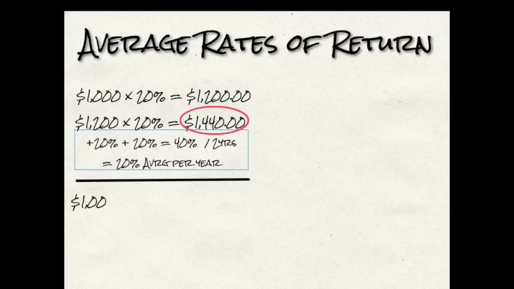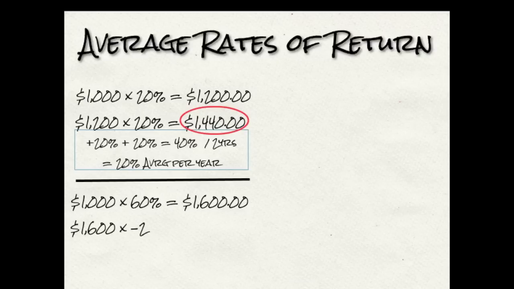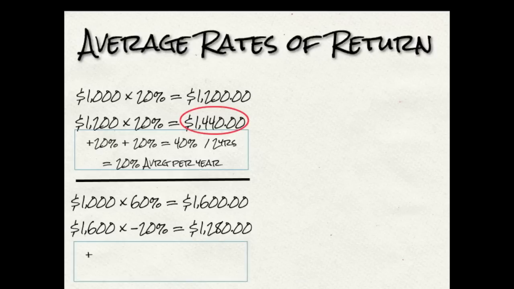Let's say we had $1,000 and we earned 60%. Well, then we got $1,600. The next year, we actually have a loss. We lose 20%. $1,600 is down to $1,280.